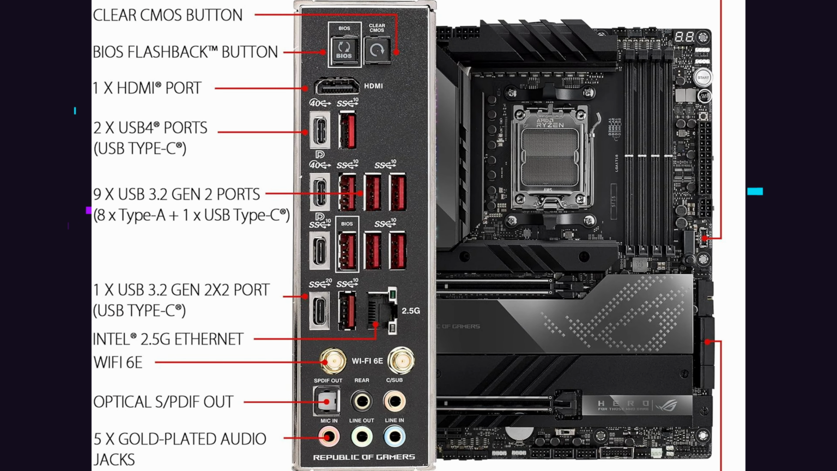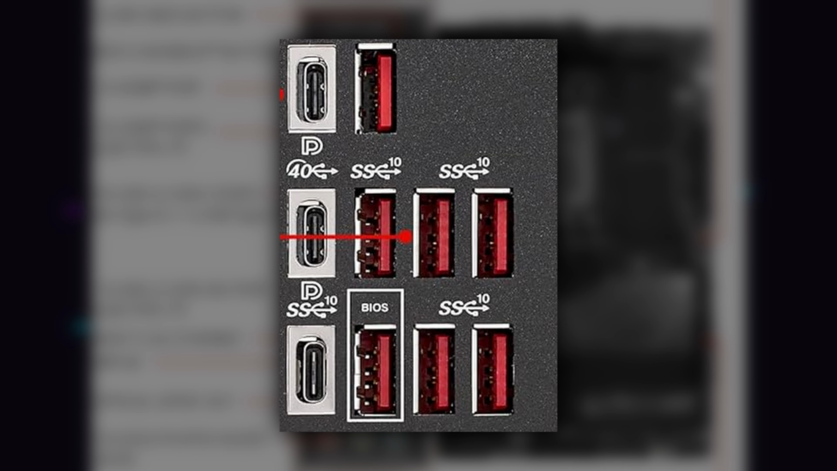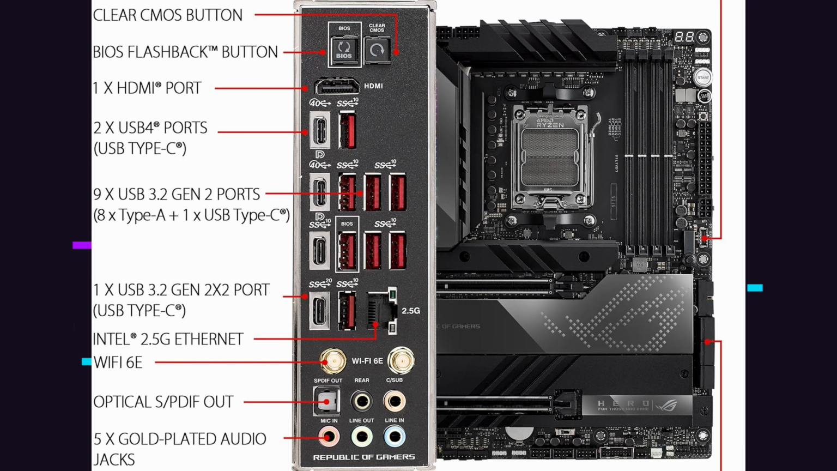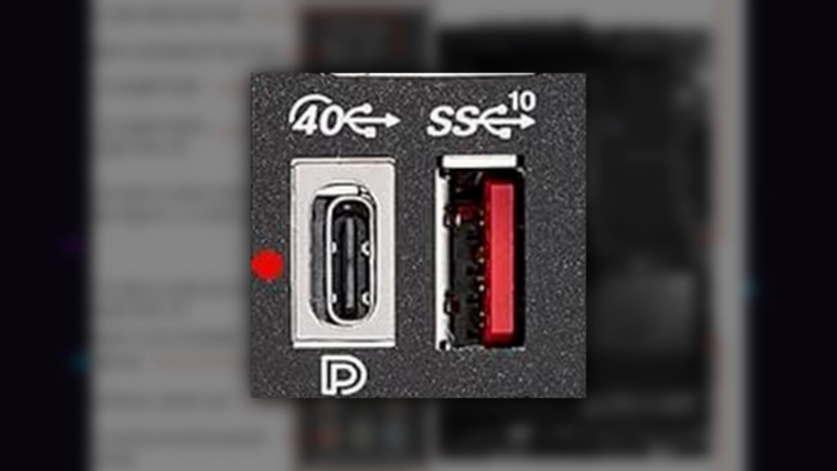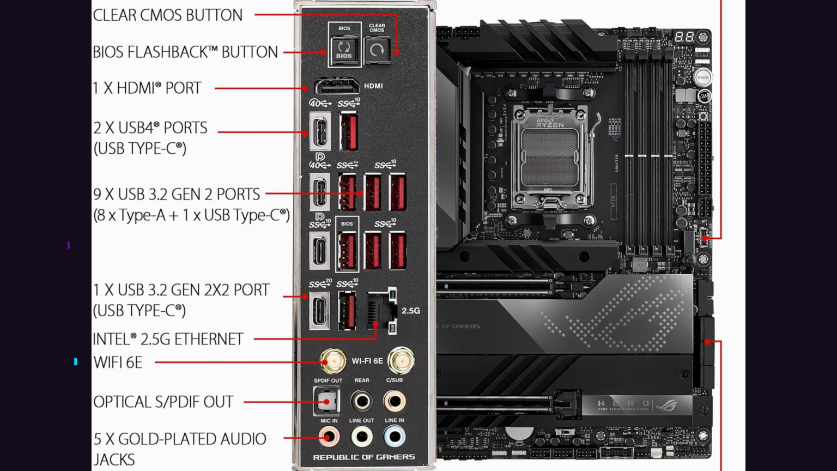Next is the I/O ports, where I/O means input and output ports. This is located at the rear end of your motherboard. Here you have your USB ports, which could vary in terms of speed and generation. So usually we have USB type A ports and USB type C ports. For the USB type A ports, they should at least support USB 3.2 speeds upwards. For the type C, they should at least support USB 4.0.